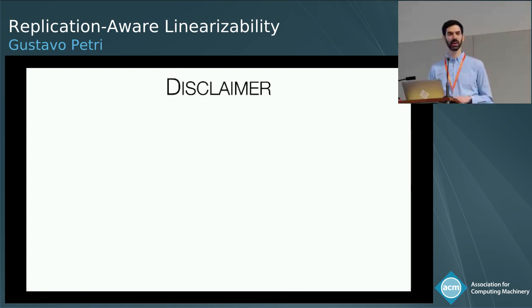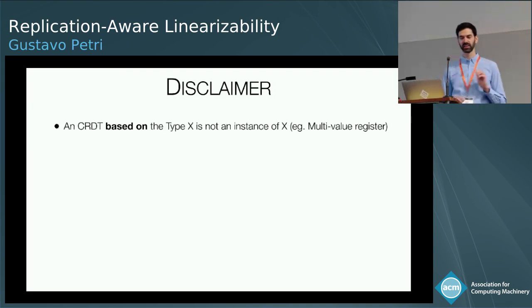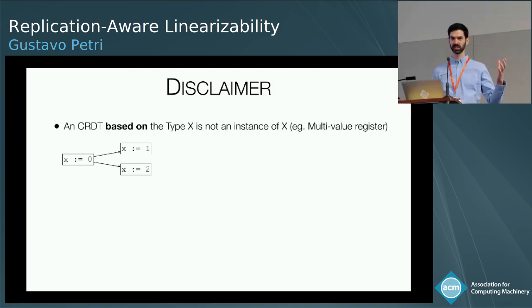Before I go into how to implement this, I'm going to give just a tiny disclaimer. This is to say that a CRDT based on a certain type X, say a list or a register, is not actually a list nor a register. It's a CRDT, it has weird behaviors. So I'm going to illustrate with a multi-value register CRDT, which is supposed to represent a register. Suppose we start with a register that has 0, and then two different replicas in parallel assign 1 and 2. If we now try to read from the first replica, we get 1, that's fine. If we read from the second replica, we get 2, that's also fine.